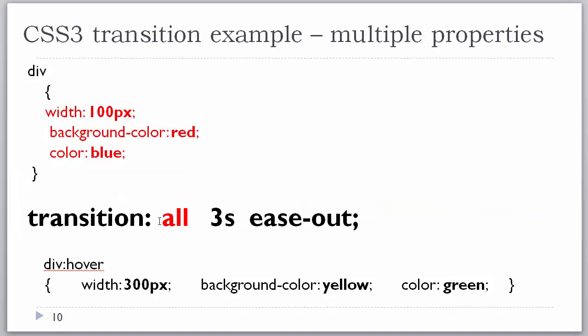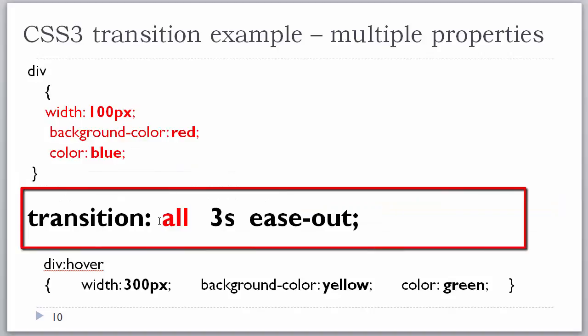When you're transitioning multiple properties, sometimes it gets complicated writing all of the property names. You can just, in the transition property for the syntax, you can just use the word all, provided all the other parameters are the same also. In that manner, you don't have to specify the specific properties.